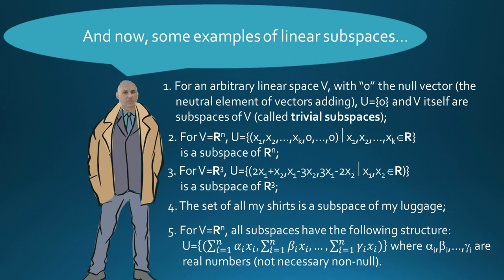4. The set of all my shirts is a subspace of my luggage. 5. For V equal R^n, all subspaces have the following structure: U equals (sum from i equal 1 to n of alpha i xi, sum from i equal 1 to n of beta i xi, and so on), where alpha, beta, gamma, i are real numbers, not necessarily non-null.